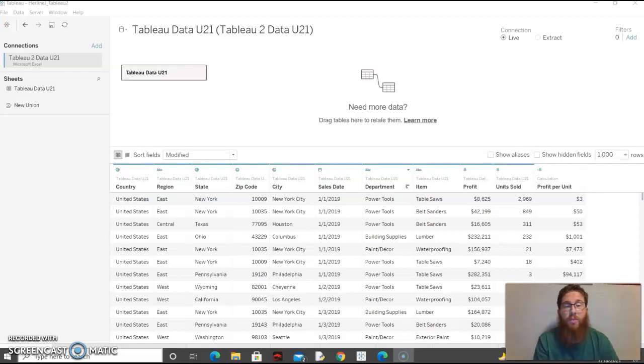To begin the project, we received an Excel spreadsheet containing a lot of data. The data pertain to a company's items sold, quantity of items sold, profits, and where they were sold, such as the region, state, city, and zip code.